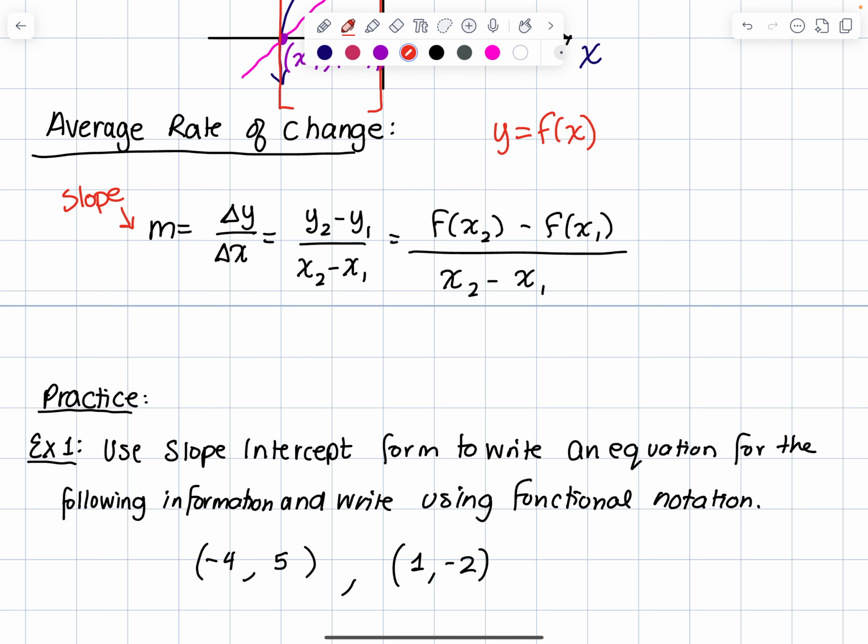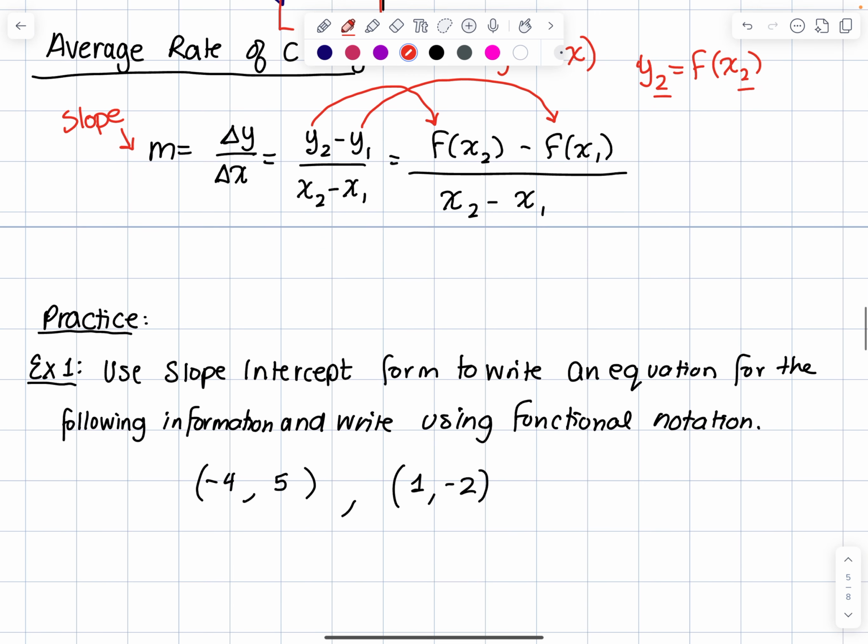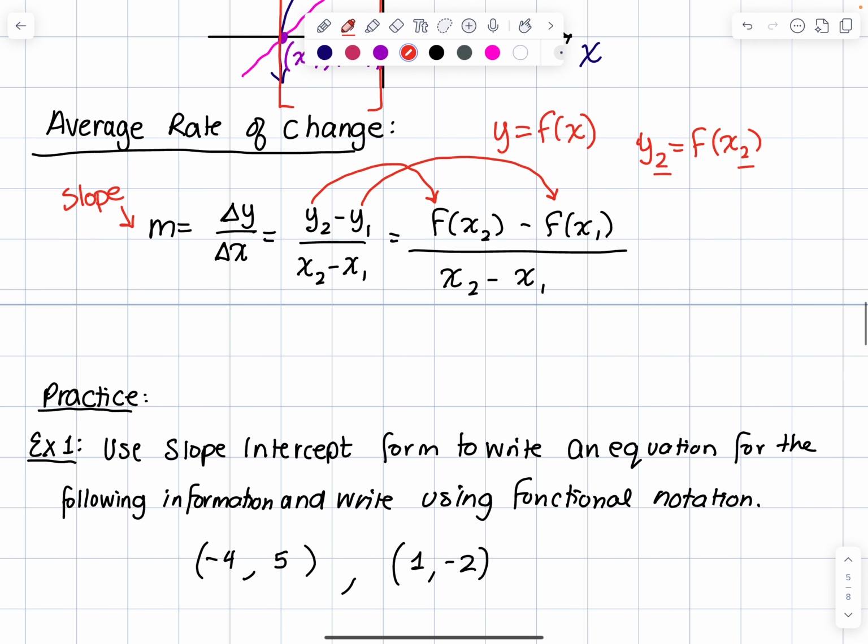In this case, it's the same thing. Does it always mean the same thing? Not quite, but for our cases, it's going to be the same thing. So if I have y2, this implies f of x2. We're just keeping the same subscripts. So we can replace the y2 with f of x2, and the y1 with f of x1. Now, that is how we get our average rate of change. This is our slope formula for functions. Instead of using y's, we use f of x's.